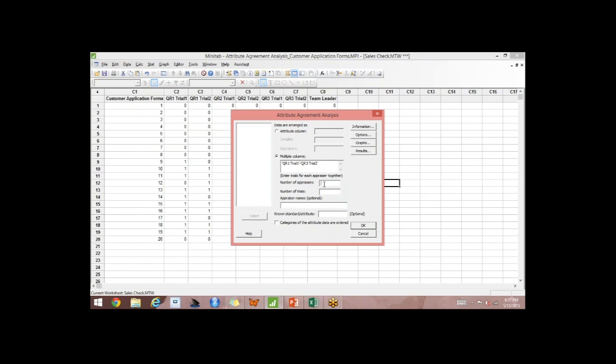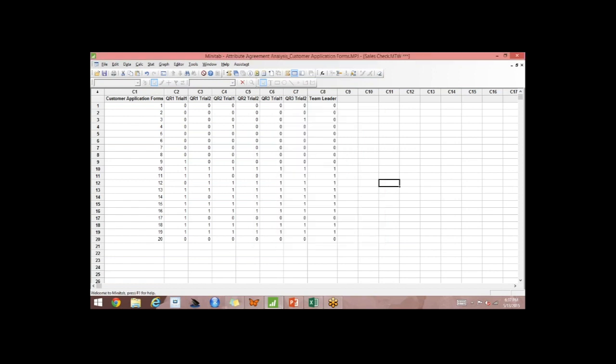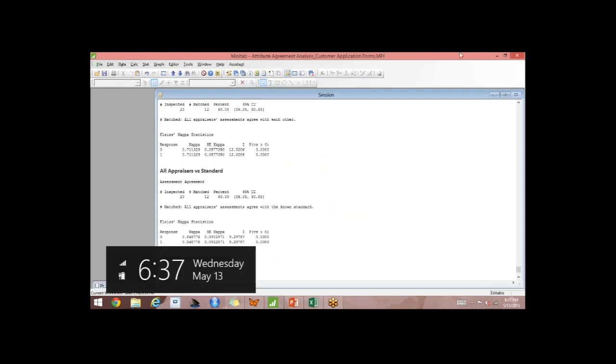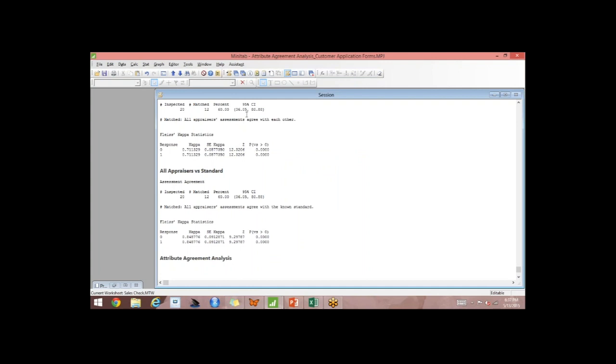How many appraisers do I have? 3. I have 3 quality representatives. How many trials did each person perform? 2 trials. Do I know the standard or attribute? Oh yes, and he's my team leader. Select him. Simply click on OK. Yep. We'll not look into the diagram for now. We will look into this and try to understand.